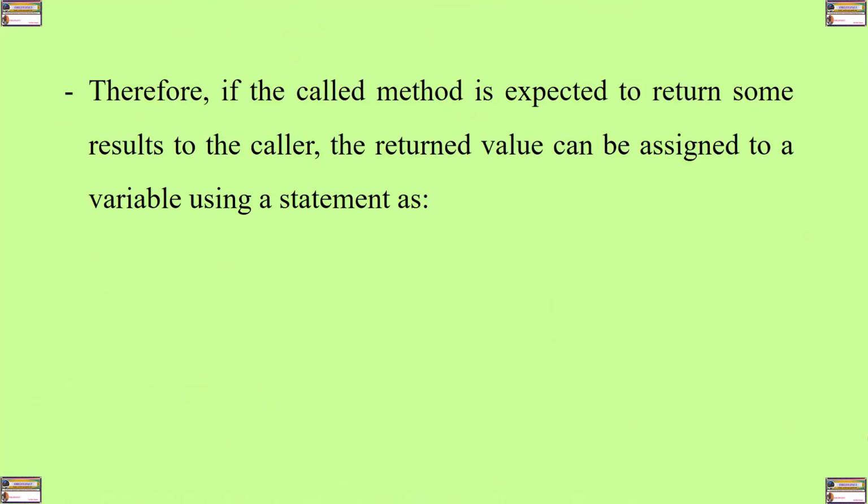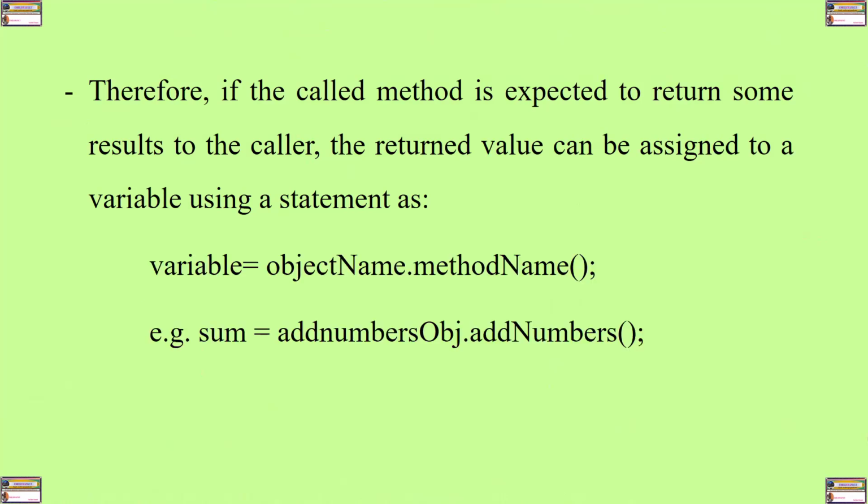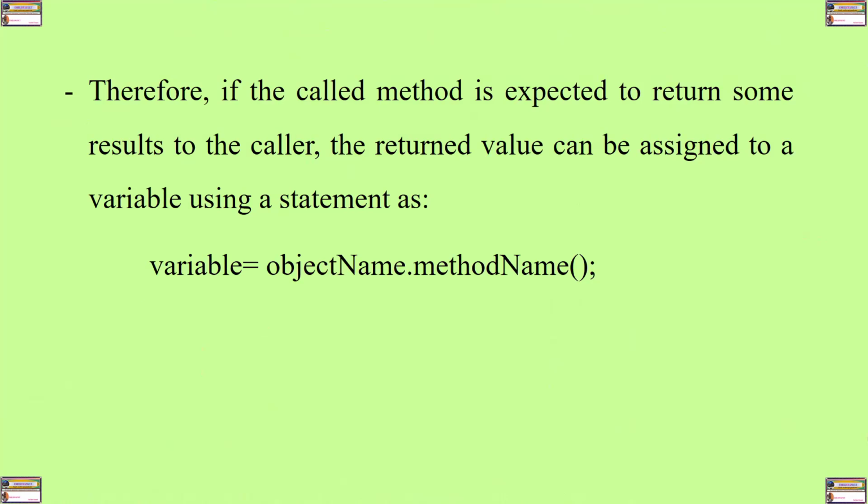So it is important to note that if a method that is being called is expected to return a value, then you need to include the returned value. Therefore, if the called method is expected to return some result to the caller, the returned value can be assigned to a variable using a statement such as object name dot method name assigned to a variable.